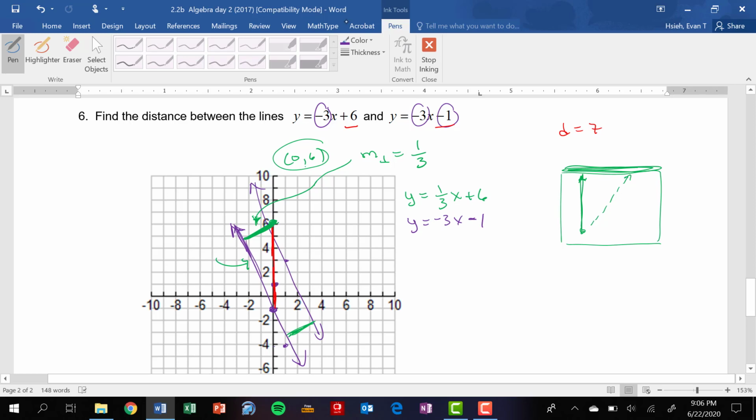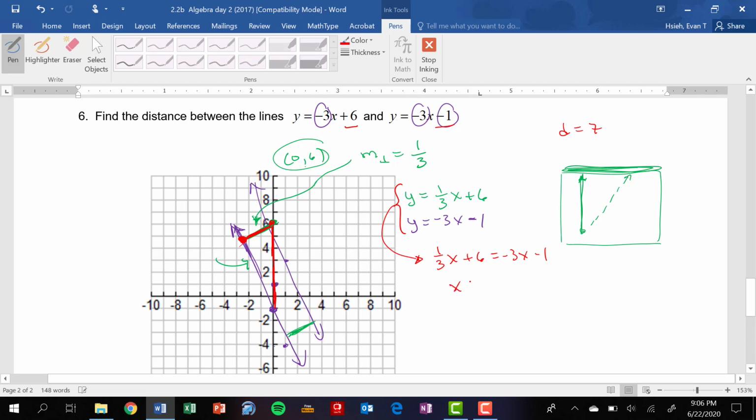And if I can find this intersection point right here, then I can take this point and these 2 points here, and I can find the distance between those 2 points using the distance formula. So to find the intersection, I just solve this system. Good old, I don't know what chapter it is for many of you, but in the old algebra book we used to use, it was chapter 8. So I can just use the substitution method: 1/3 x plus 6 equals negative 3x minus 1, solve for x.